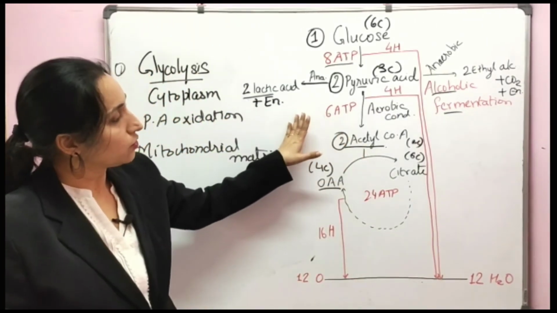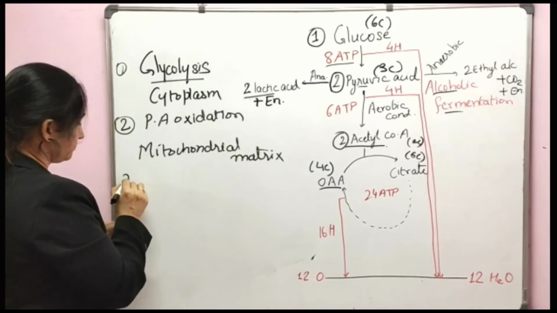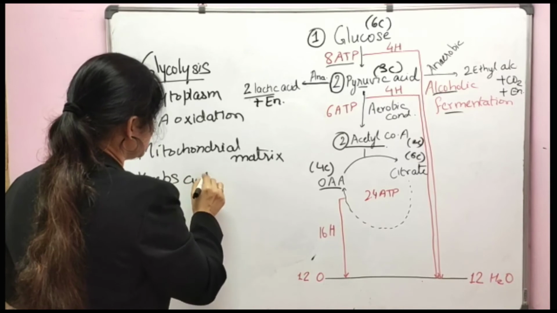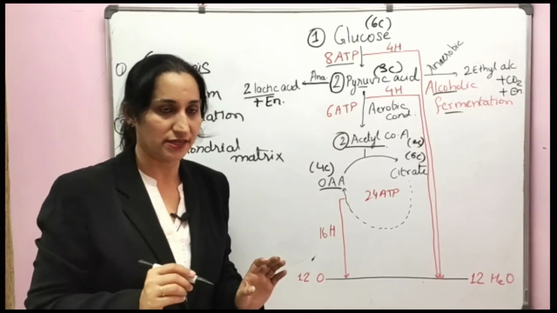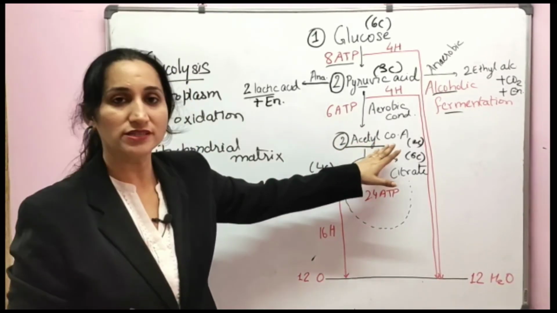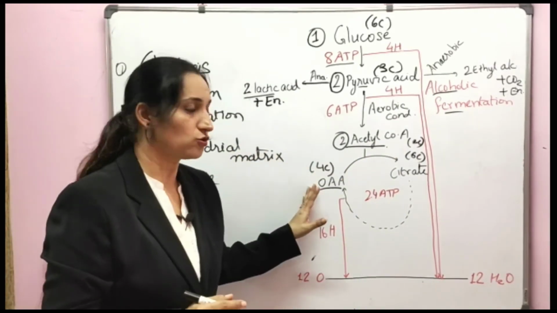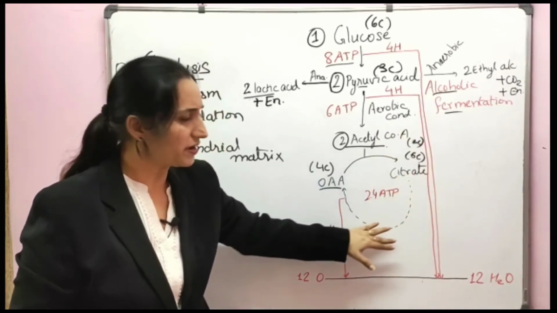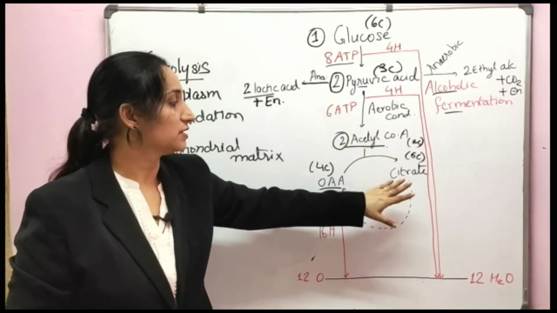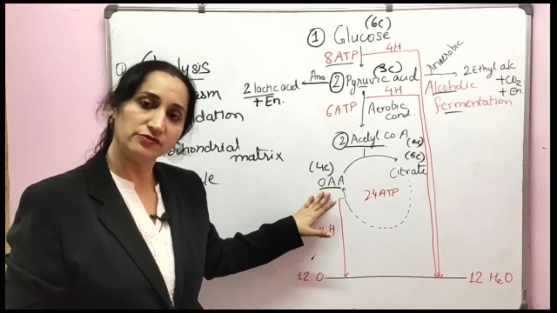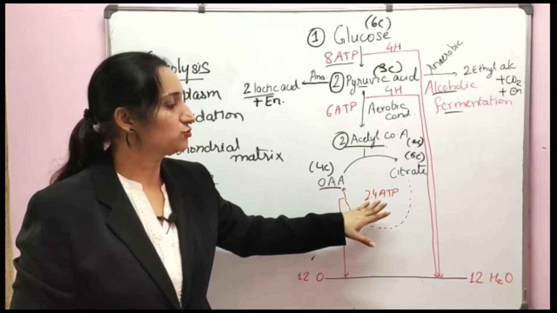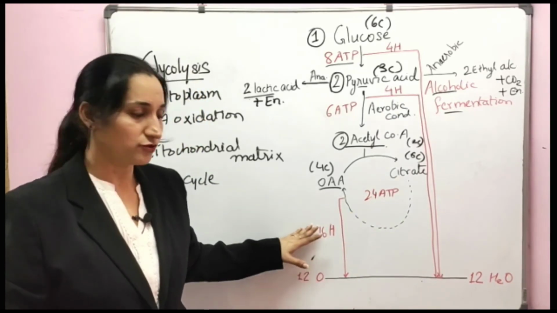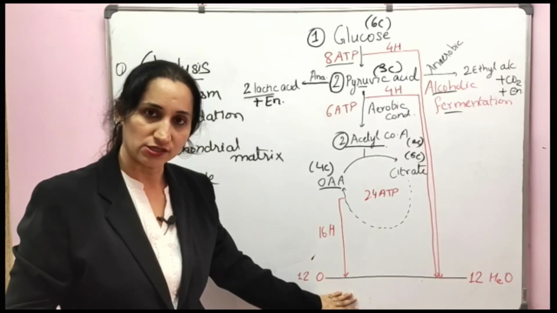Now, the third stage is known as the Krebs cycle or citric acid cycle, in which this acetyl coenzyme A undergoes condensation with oxaloacetic acid to form citrate. And after many steps, the oxaloacetic acid will be regenerated. In the meantime, 24 ATPs will be formed and 16 hydrogen atoms will be transported to the fourth stage.